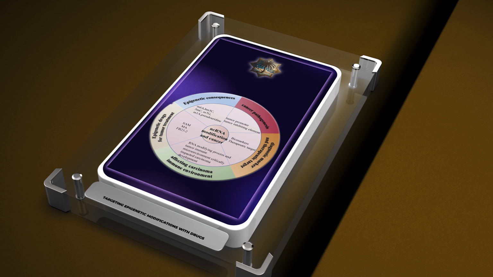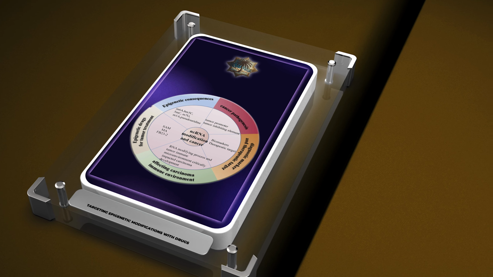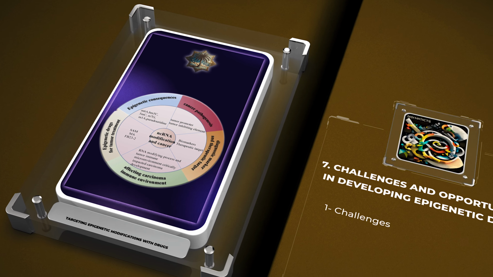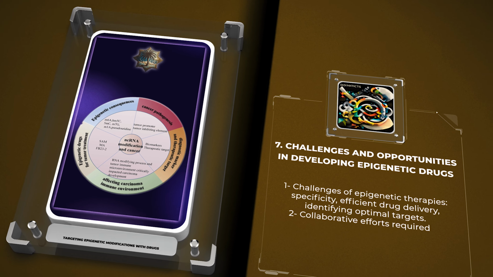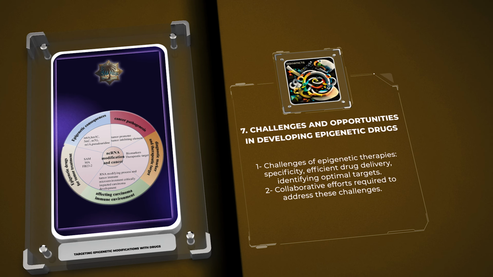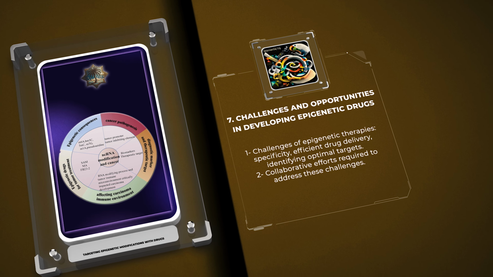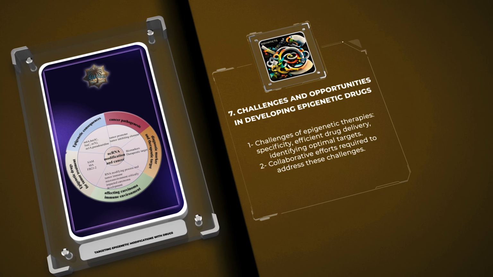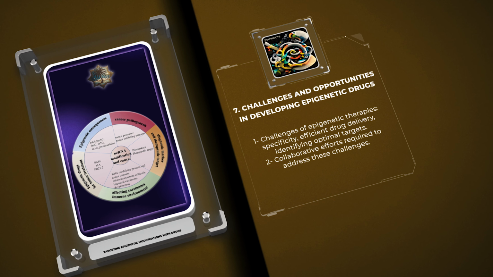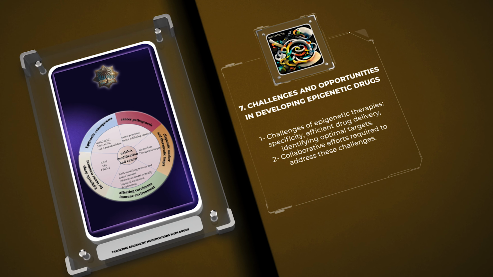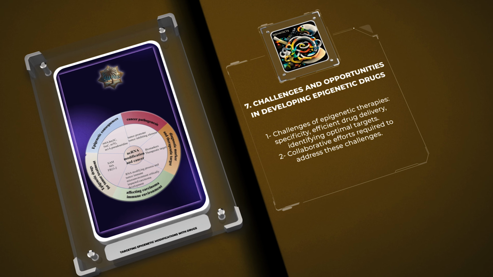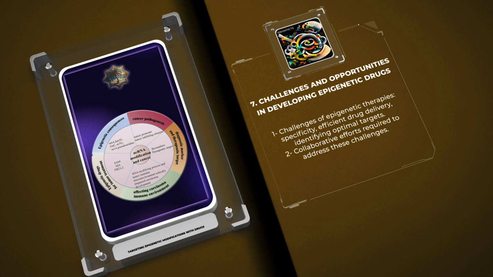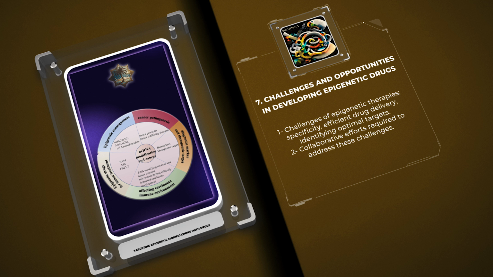Although epigenetic therapies hold immense potential, several challenges need to be overcome for their successful development. One major hurdle is the specificity of these drugs, as off-target effects can lead to unwanted side effects. Another challenge lies in efficient delivery of epigenetic drugs to their target tissues or cells. Additionally, the heterogeneity of epigenetic modifications across different diseases poses a challenge in identifying optimal targets for therapeutic interventions. Addressing these challenges will require collaborative efforts from researchers, clinicians, and pharmaceutical companies.